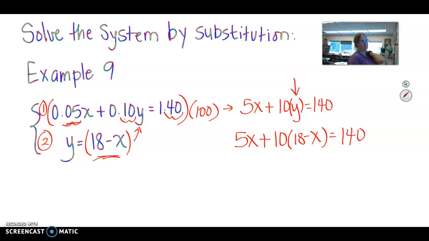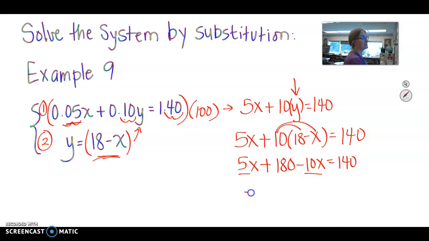Okay, think about what you have to do first. Why don't you try to solve for x on your own and come back and check your work. You're going to want to distribute the 10, which is 10 times 18 is 180, and then 10 times that negative x is minus 10x and equals 140.